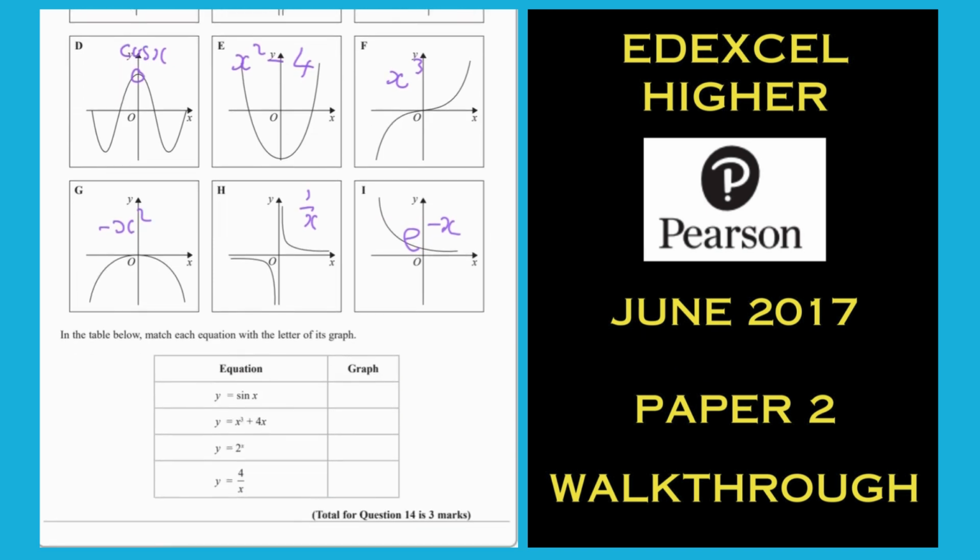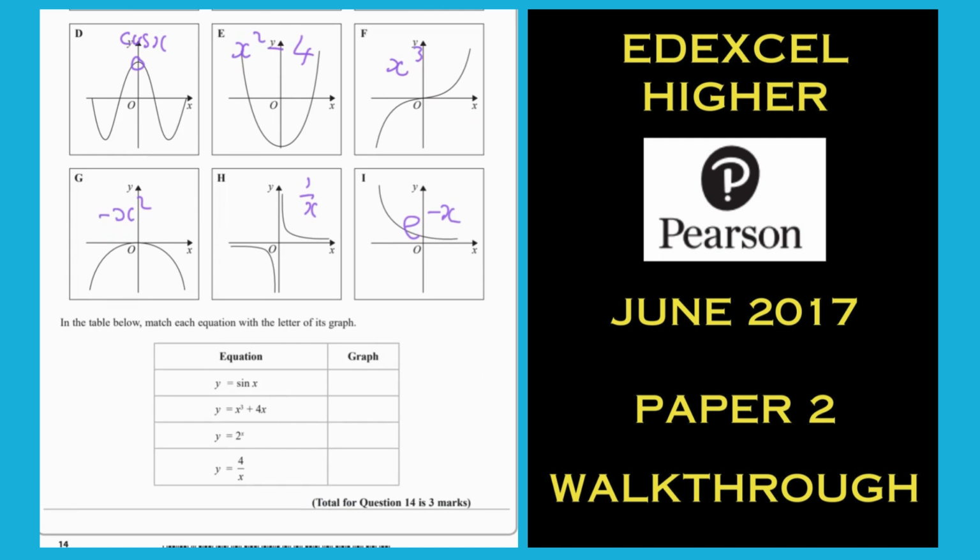So based on all that knowledge, I've already said that the one in C was the sin x. I said that F was a cubic, and it's the only cubic, so in it goes. I said that A was the exponential, e to the x, but they all have the same shape. Don't forget, e is just a number. So A could have been any number to the power of x.